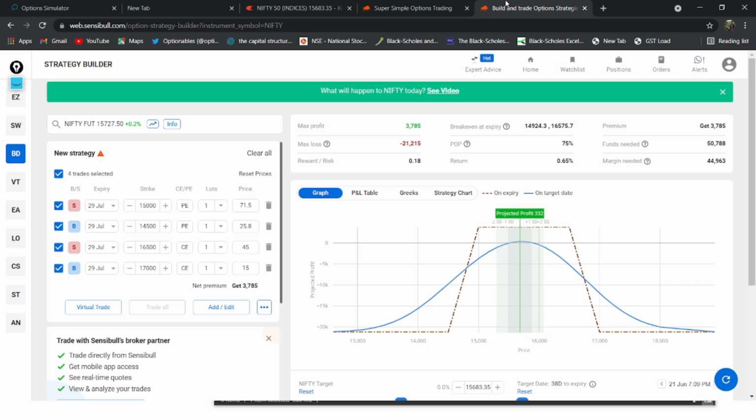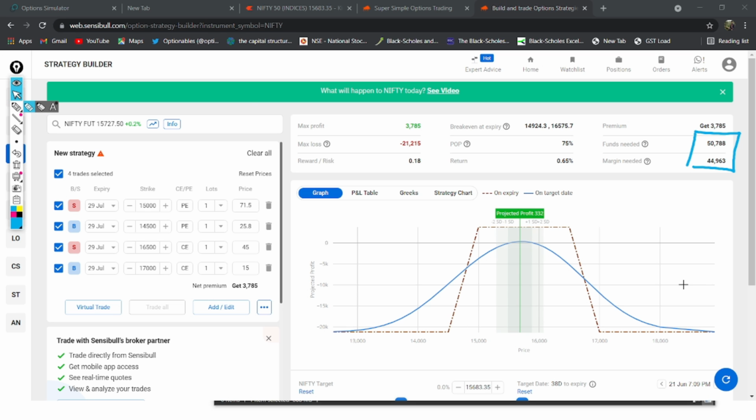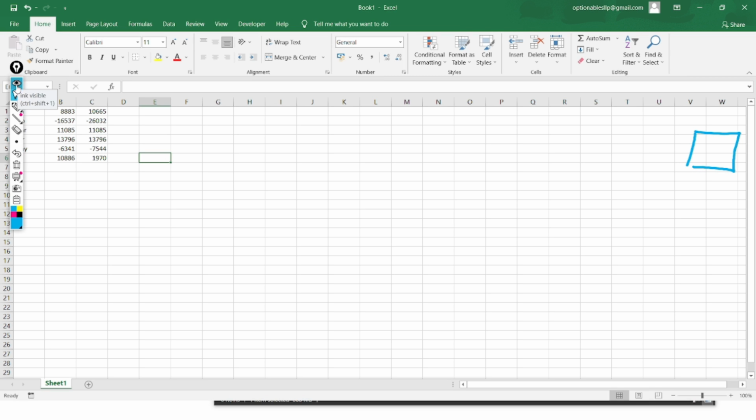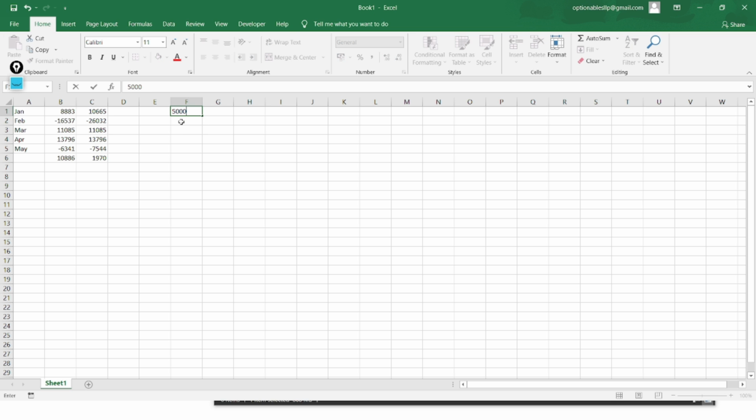So now we will see the margin required to do one iron condor. The margin requirement for the same is somewhere around 50,000 rupees only. So 44,000 is after the credits you get. It is going to cost you somewhere around 50,000 rupees. So now let's say we'll calculate the percentage of return. So let's say capital required is 50,000. So you can see with adjustments, you have a total return of 21% just in matter of 5 months. And without adjustments, you would have had only 3.9%.